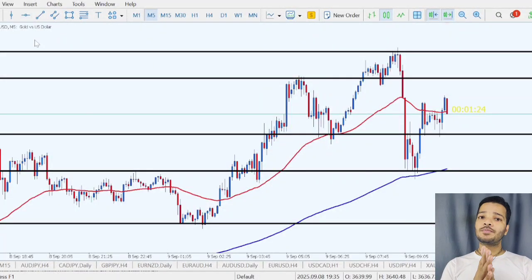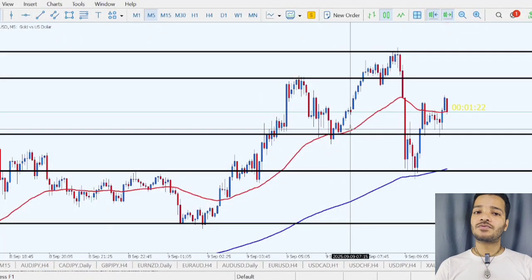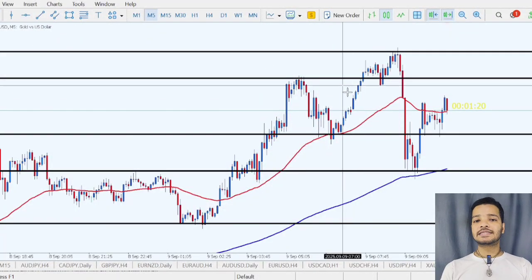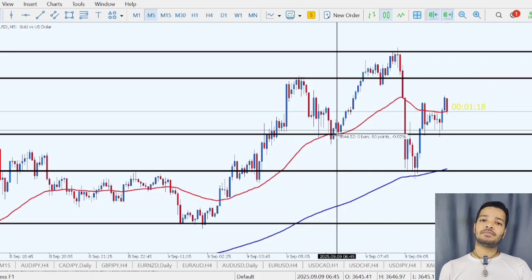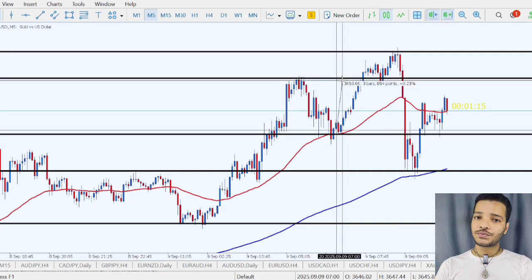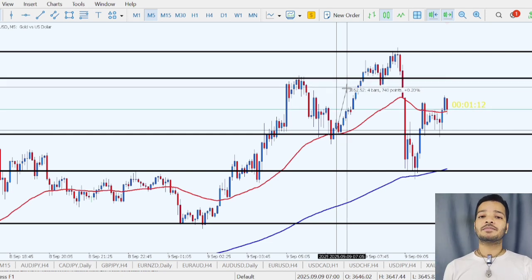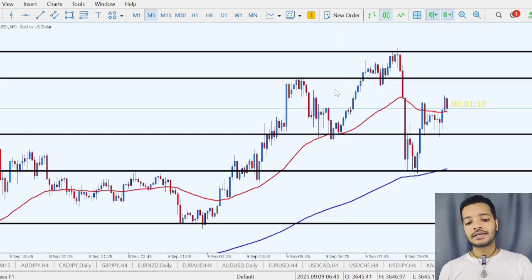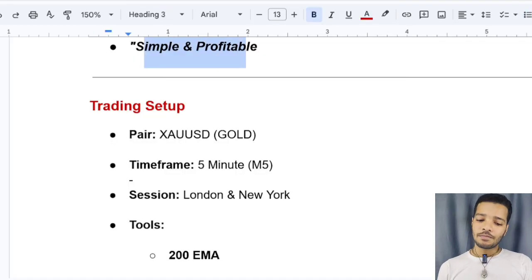Hello traders, today I am going to share the best scalping strategy for gold. This is a very simple strategy but very profitable. If you trade this strategy with a money management system, then you will be very profitable. So let's start. This trade is very simple and profitable.